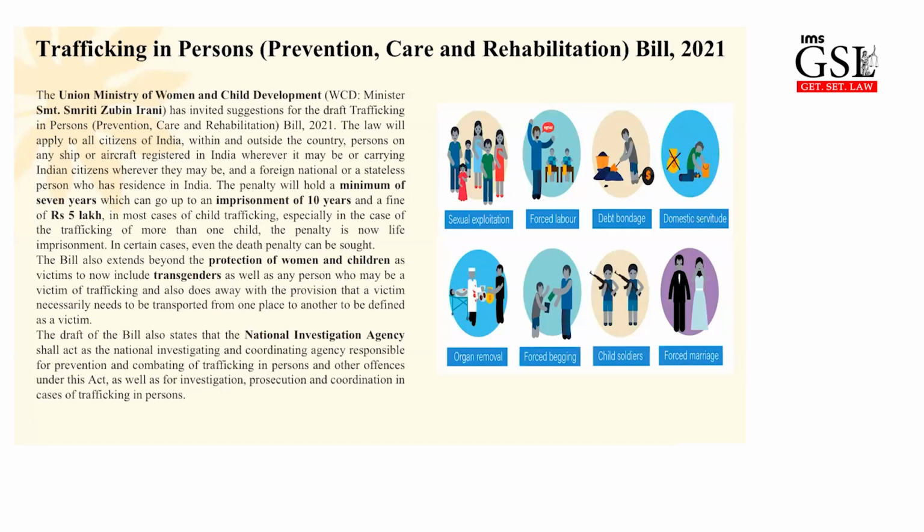The penalty will have a minimum of 7 years of imprisonment, which can be extended till 10 years, and a fine of rupees 5 lakh. The bill also extends beyond the protection of women and children, as the victims would now include transgenders, as well as any person who may be a victim of trafficking, and also does away with the provision that a victim necessarily needs to be transported from one place to another to be defined as a victim. The draft of the bill also states that the NIA shall act as the national investigating and coordinating agency responsible for prevention and combating of trafficking in persons and other offences under this act.